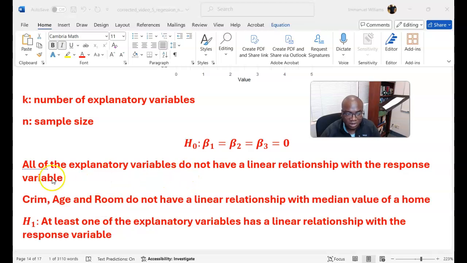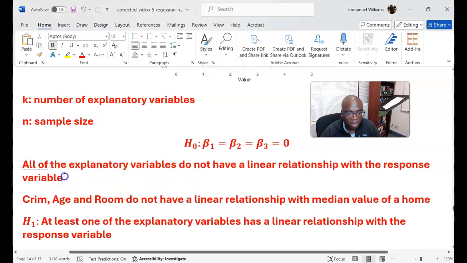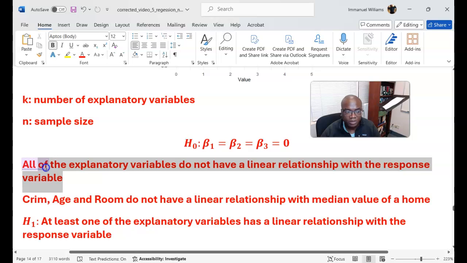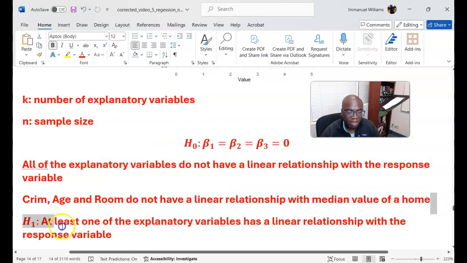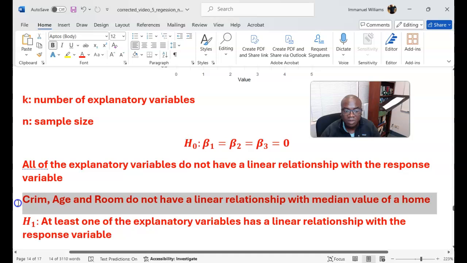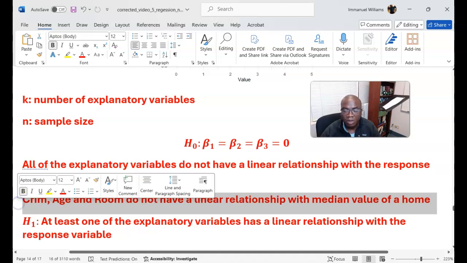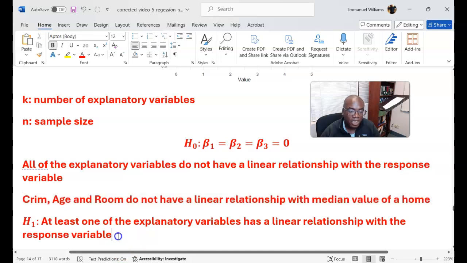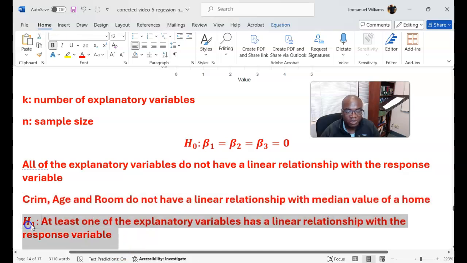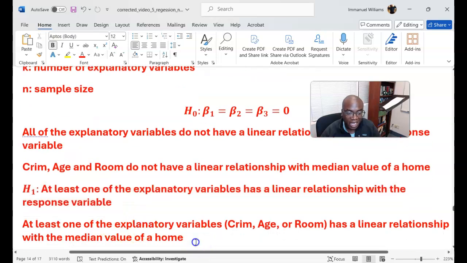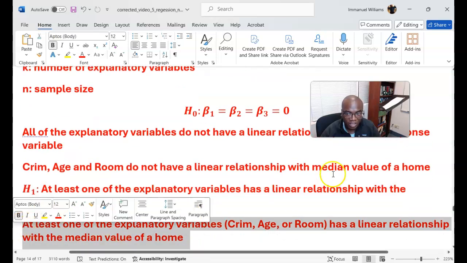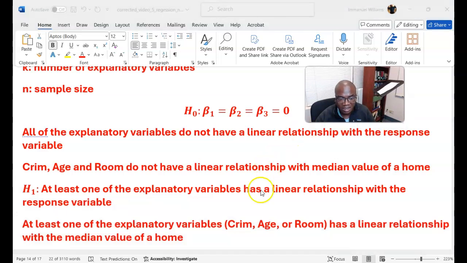You just need one. And so in terms of writing this out, the null hypothesis: all the explanatory variables do not have a linear relationship with the response variable. In the context of the problem, I say crime, age, and room do not have a linear relationship with the median value of a home. Whereas the alternative hypothesis: at least one of the explanatory variables has a linear relationship with the response variable. And then in the context, at least one of the explanatory variables has a linear relationship with the median value of a home.